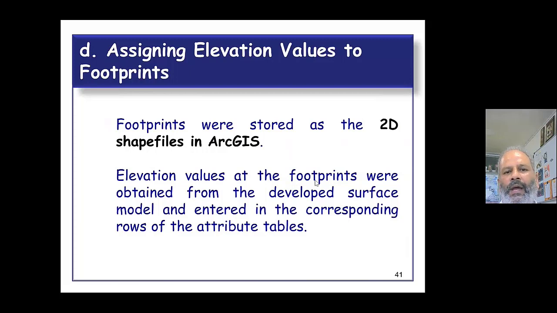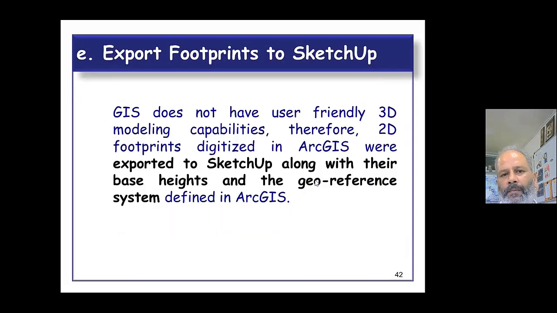Once we have traced those facilities or utilities from that aerial image, they are assigned elevation values because it's a hill area and every building lies at a different elevation. So the elevation value is taken from the surface model that we have developed and is stored in the attribute table. Then those footprints of buildings which we have traced or digitized were exported to SketchUp. Actually, GIS does not facilitate user-friendly 3D modeling capabilities. Just like we have discussed, it is used to model the facilities externally because we are more concerned with location and external shape and size.